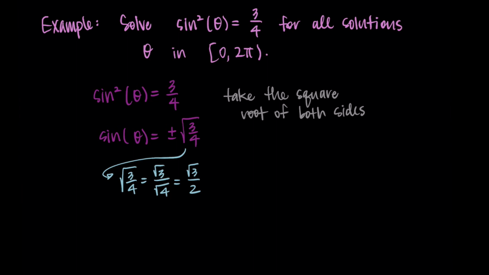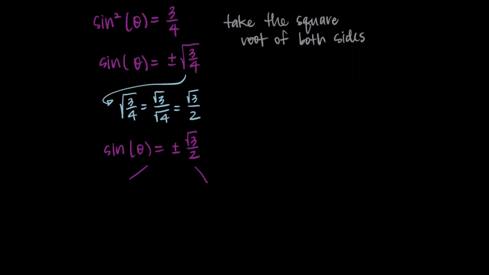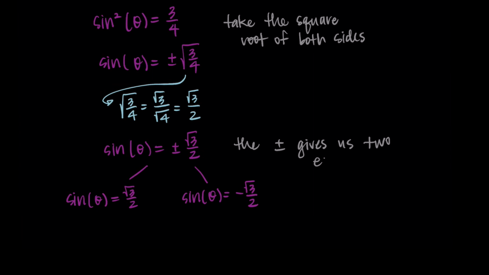So from this, we have sine of theta equals plus or minus square root of 3 all over 2, and we're going to write two equations. So I use the plus version for one and the minus version for the other. So I'm really solving for sine of theta equals square root of 3 over 2, and sine of theta equals negative square root of 3 over 2.